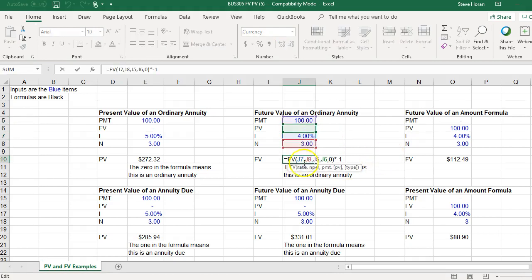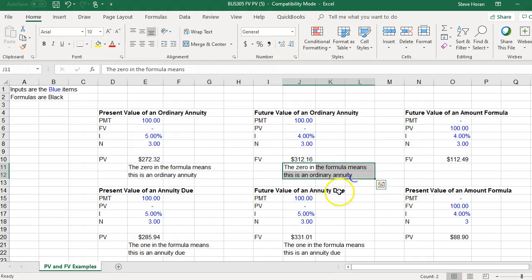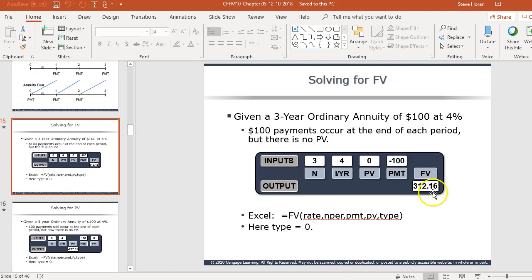So here's my formula. It's the FV, and it has all the various inputs. And where that 0 is, right here where my cursor is, that's the type. And that 0 in the formula means this is an ordinary annuity. Okay, so 3, 12, 16, and that was the answer they gave us right here.